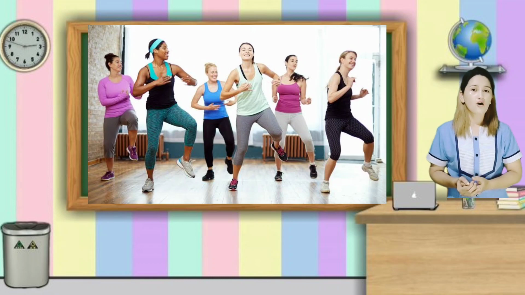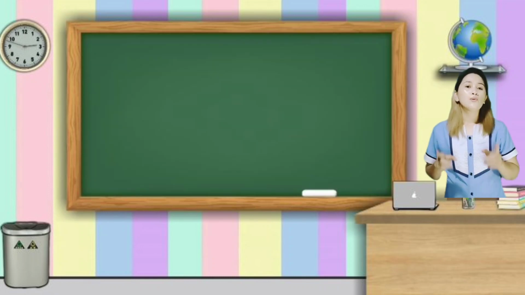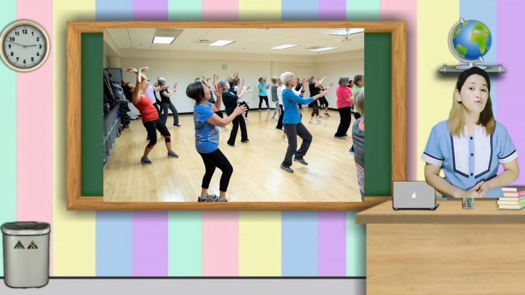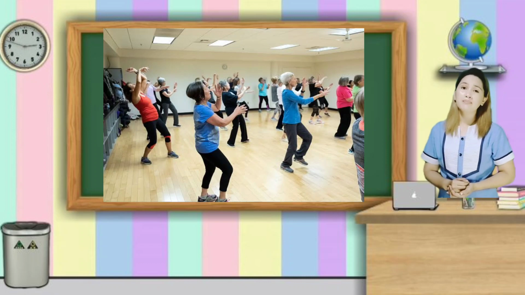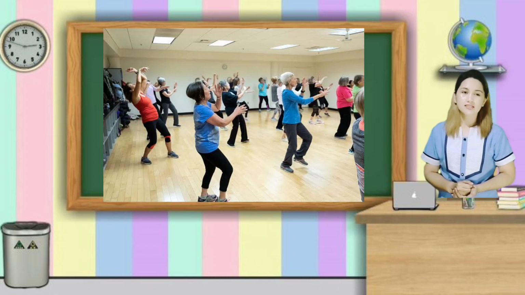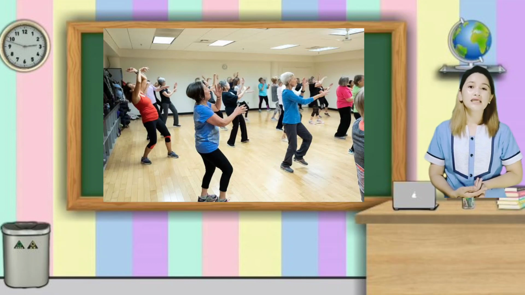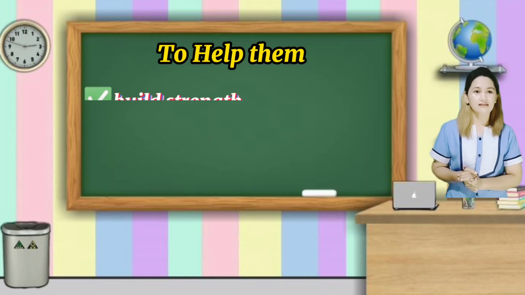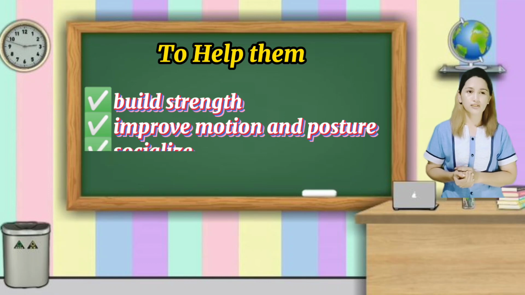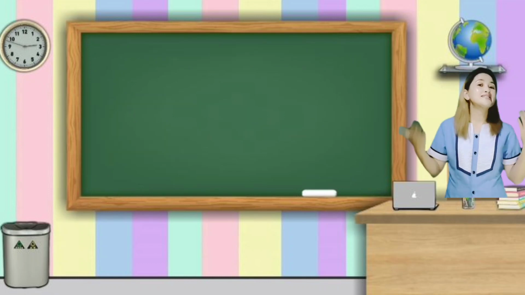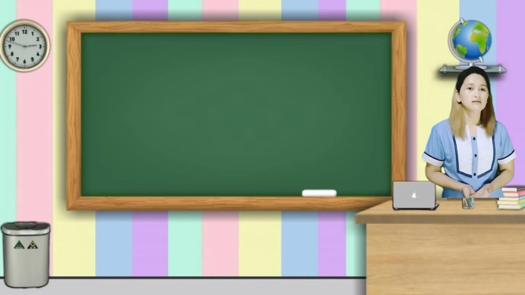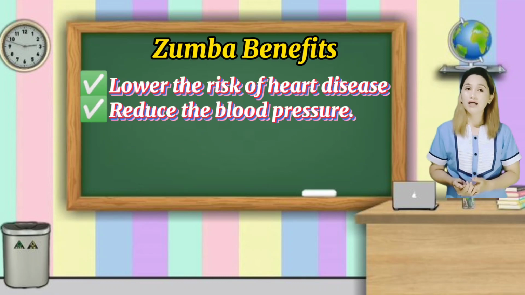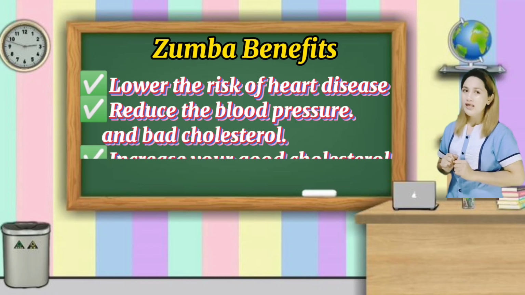Zumba offers different options. Proponents of the Zumba program claim that it's safe for all ages, meaning that anyone from 0 to 100 can participate in this form of aerobic exercise. Some of the classes are specifically aimed at elderly people to help them build strength, improve motion and posture, and socialize. Besides its high calorie burning benefit, Zumba can help lower the risk of heart disease, reduce blood pressure and bad cholesterol, and increase your good cholesterol.